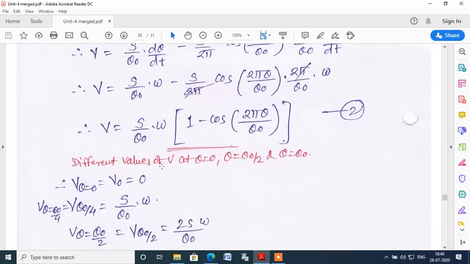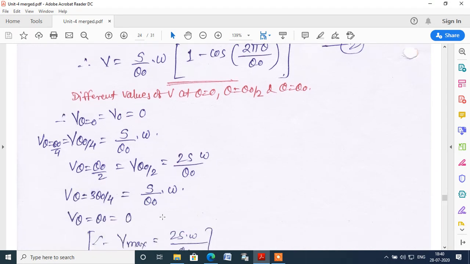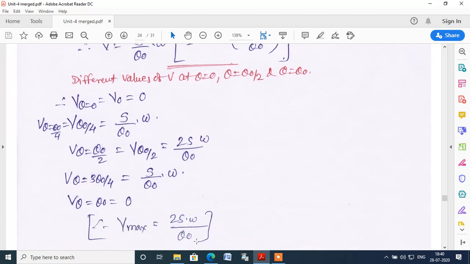Now we can calculate different values of velocity at theta equal to 0, theta equal to theta naught by 2 and theta equal to theta naught. So putting here theta equal to 0, cos 0 is 1, 1 minus 1 is 0, so velocity is 0. Then theta equal to theta naught by 2, we will get v at theta naught by 2 equal to 2 s omega upon theta naught. And if you put theta equal to theta naught only, we will get velocity 0. So maximum velocity is 2 s omega upon theta naught at theta naught by 2. We can calculate velocity at any particular value of theta.